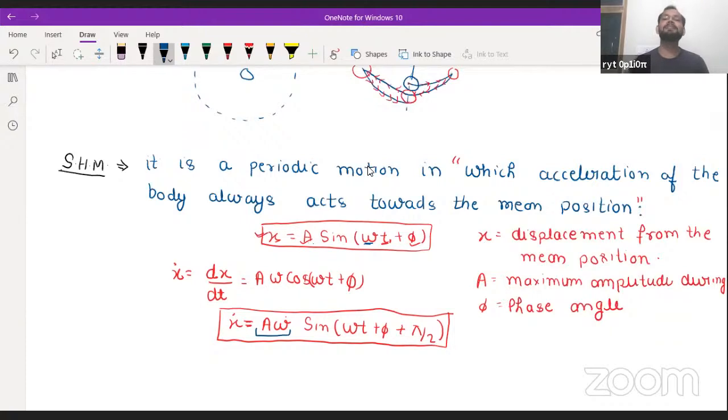Frequency is the number of cycles in 1 second, and it is represented by omega. Omega is known as the angular frequency, and its unit is radian per second. If you want to know the frequency in terms of cycles, it is f, and f is equal to omega by 2 pi.